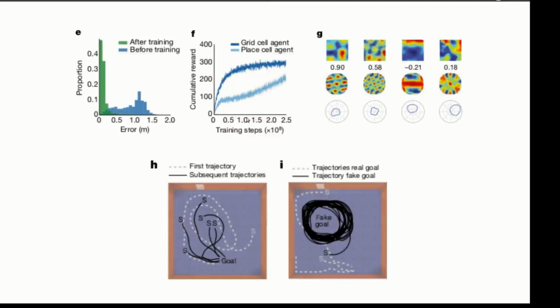And here you see that the grid cell agent is superior, although the same kind of information is given also to the place cell agent. The fact that it encodes the information about its position in this grid cell way allows it to perform this vector calculation, or vector-based navigation. Okay.